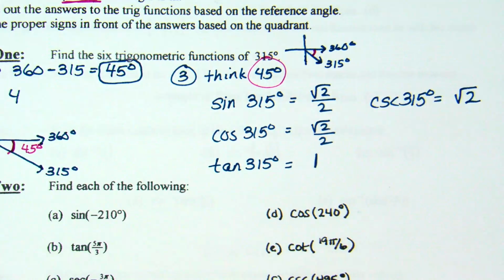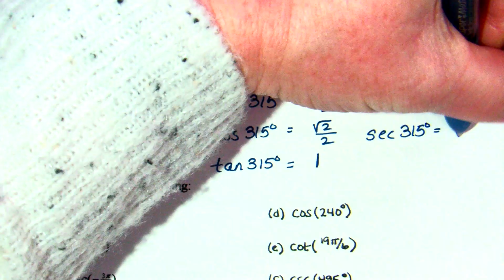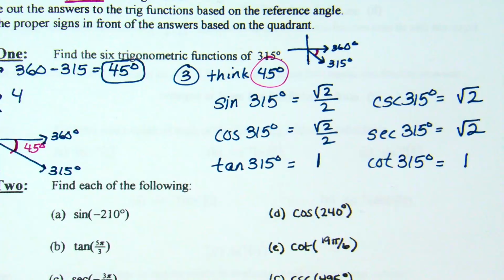But can we write it as 2 over the square root of 2? You don't like it, right? You can write it as 2 over square root of 2, but it's not the proper form. You can't have a square root on the bottom. Okay, what's the reciprocal function of cosine? Secant, SEC. So the secant of 315 degrees is square root of 2. And what's the reciprocal of tangent? Cotangent, which is 1.